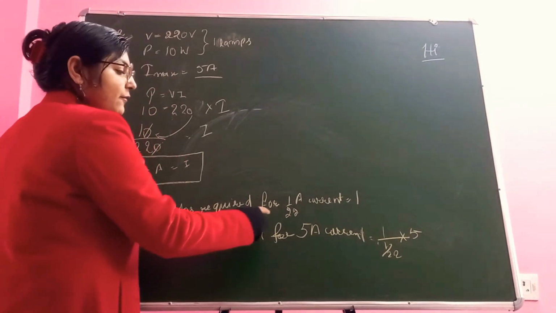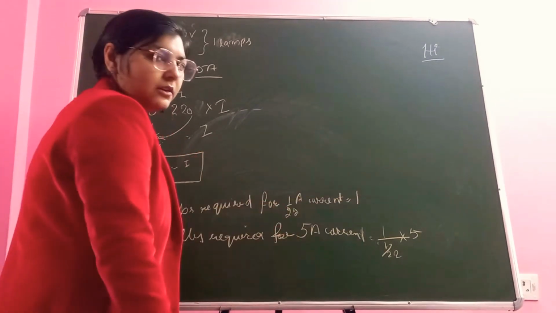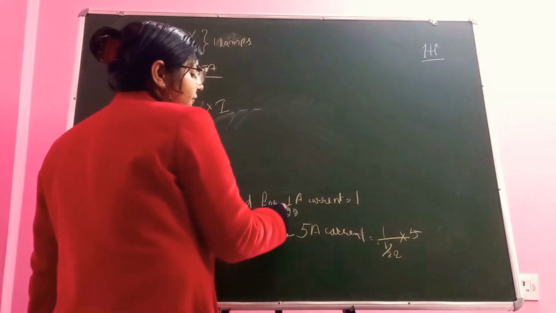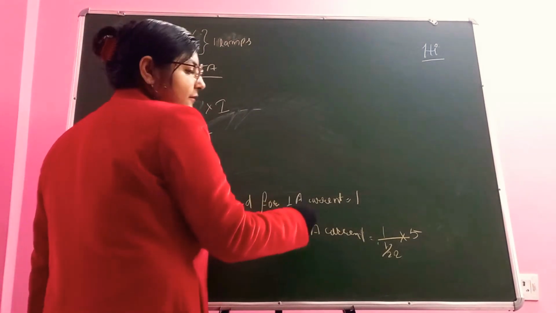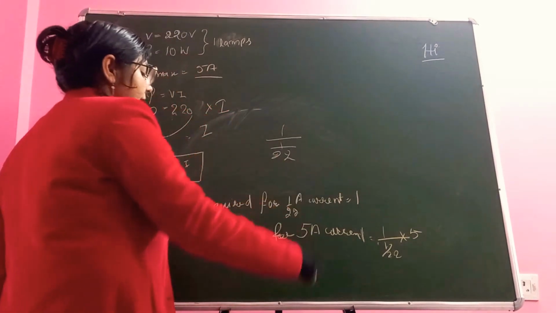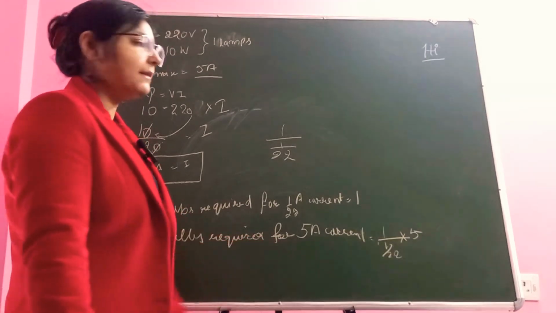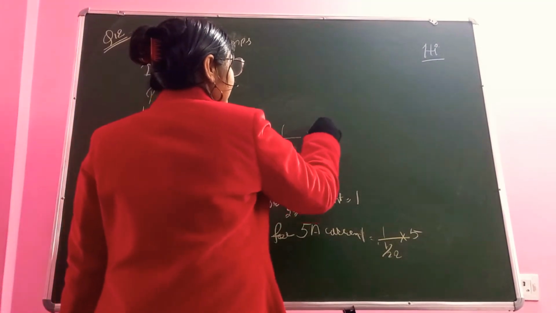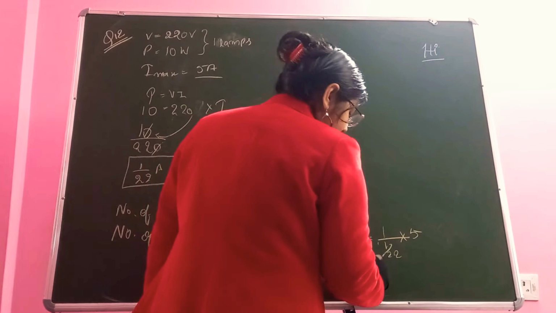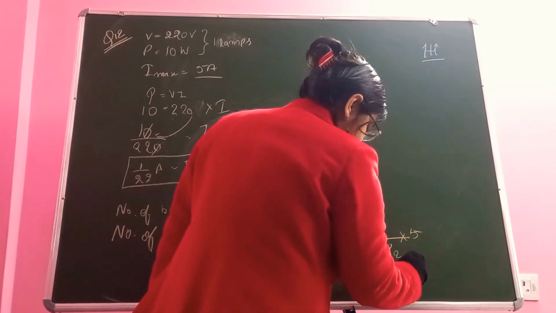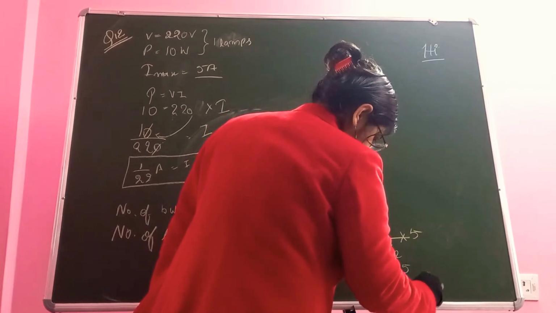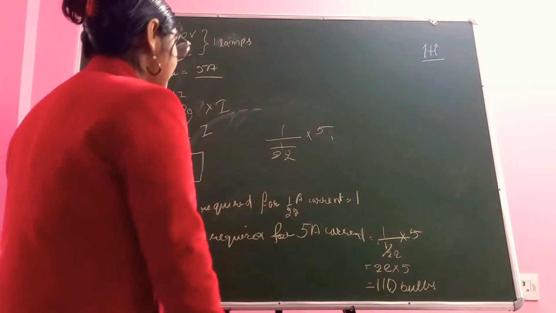See, number of bulbs required for 1 by 22 ampere of current is 1. So number of bulbs required for 1 ampere of current, if you know the value of something and you have to calculate the value of 1, what do you do? You divide. So 1 upon 1 by 22. And now you have to calculate the number of bulbs for 5 ampere. So you know the value of 1, you have to calculate the value for many, for which you do multiplication. So now this is how we get this value, and it will be 22 into 5. So it will be 110 bulbs, 110 bulbs or lamps, sorry.